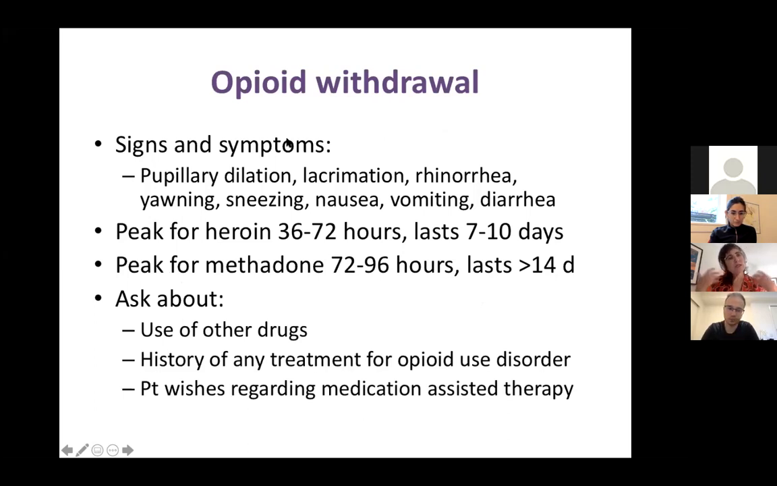So the first point is to have a sense of what to look for in your patient in opioid withdrawal. What are the signs and symptoms, which I have up there. The time course for somebody who is using IV heroin outside of the hospital is 36 to 72 hours is when the withdrawal would peak. It lasts a long time for methadone because it is so long acting. It peaks later and it can last a couple of weeks.